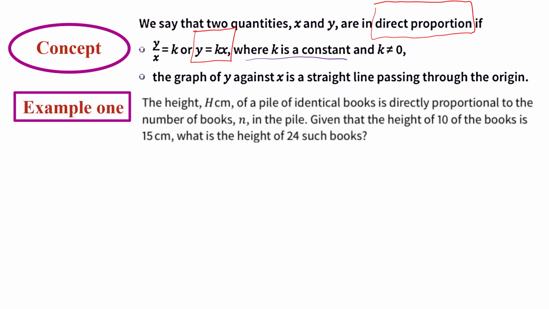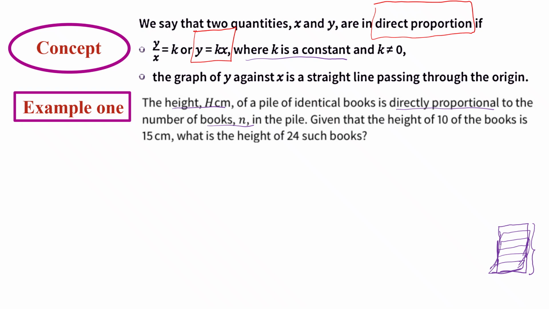All right, so we have a pile of identical books. Just imagine that you have all these books. Identical means they're the same type, same kind, and then you put them together. When you stack them together, of course, there will be a certain height depending on the number of books that you put together. So the height of the books is directly proportional to the number of books, which makes sense because the more books you have, the bigger the value of h.